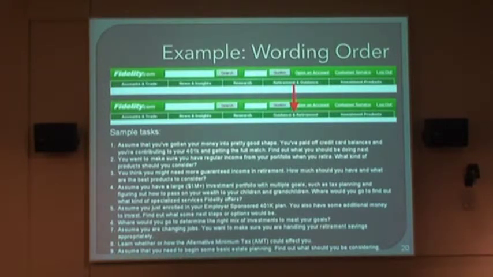But for a long time, that tab said retirement and guidance. And in a number of studies that we had done in the usability lab, we had seen that people sometimes had trouble finding some of the guidance types of tasks, like college planning information, saving for college for your kids. That actually falls under retirement and guidance, and now under guidance and retirement. But people sometimes had trouble finding it there.